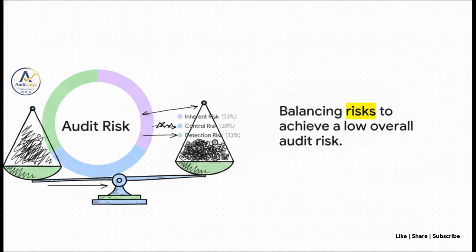And this brilliantly illustrates the inverse relationship we have to strike. If the auditor assesses the entity's inherent and control risks, which are collectively known as the risks of material misstatement, to be very high, then the acceptable detection risk must be kept very low. To achieve a low detection risk, you have to perform much more rigorous and persuasive audit procedures. You're balancing the scales to keep the overall audit risk at an acceptably low level.